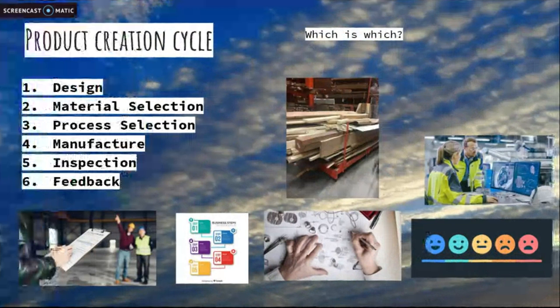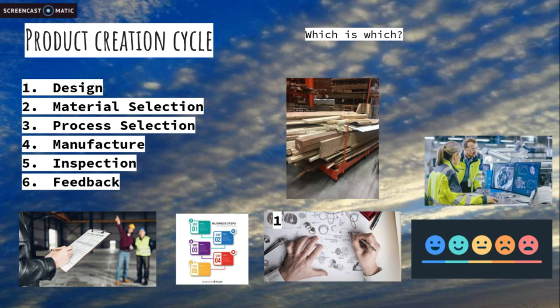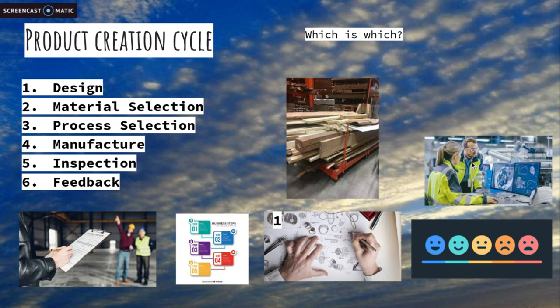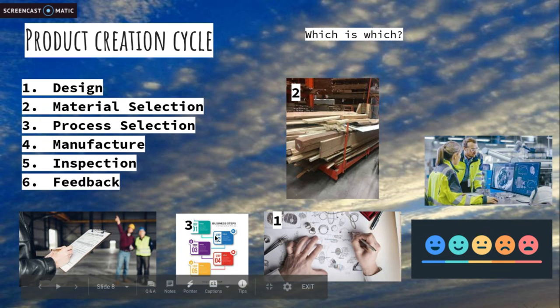So there are 6 images below. Let's see if we can match them up with what step you have to do. Which one would be the design? This one, because they're drawing out the design. What is the material selection? There, you've got some materials. What's the process selection? You have your steps right there. That's manufacturing. You have an inspection here, and then you have feedback.